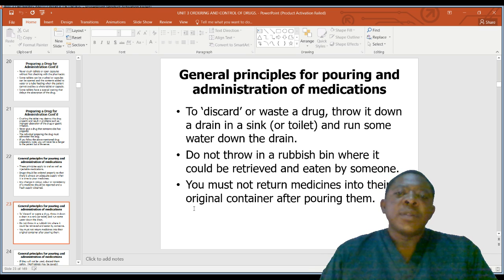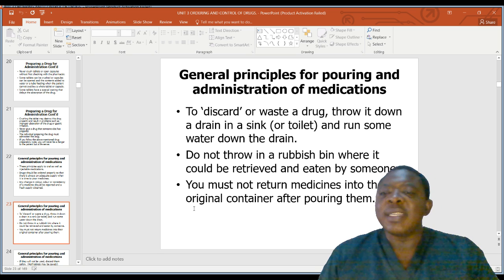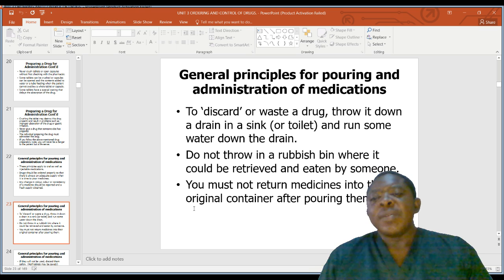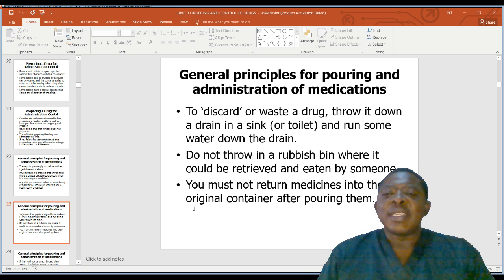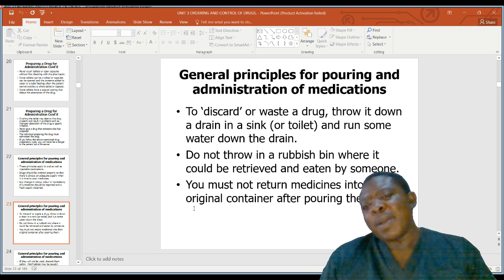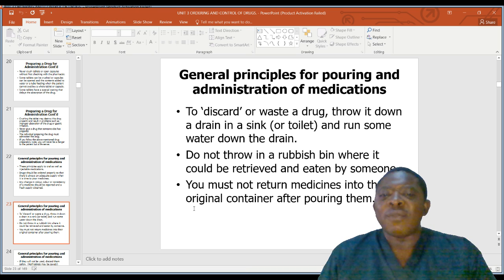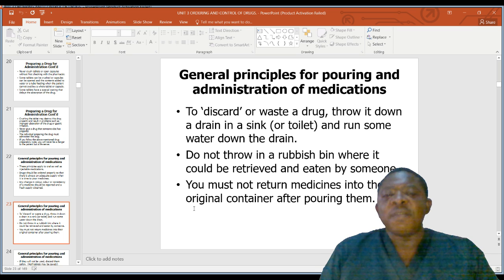Do not throw drugs in a rubbish bin where they could be retrieved and eaten by someone. Dogs will pick them up, or the drug can fall out and others can easily pick it. Even if dogs eat these drugs, they become part of the food chain, and we find that they tend to have other diseases that might even affect us.